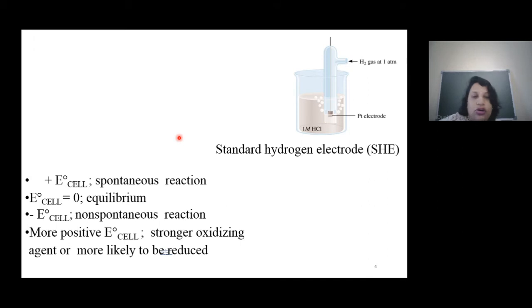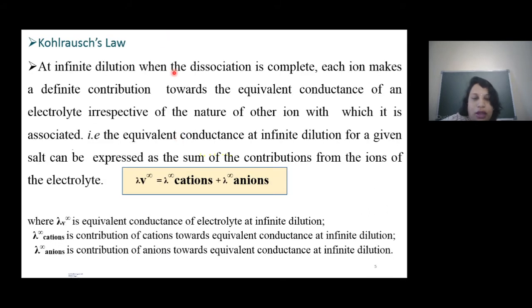So next is Kohlrausch law. We have already seen that for a strong electrolyte and a weak electrolyte, equivalent conductance increases with dilution. But there is a difference in the graph. For a strong electrolyte, the graph is a straight line, which we can extrapolate to find the lambda infinity value, the equivalent conductance at infinite dilution. But for a weak electrolyte, the nature of the graph is like this.